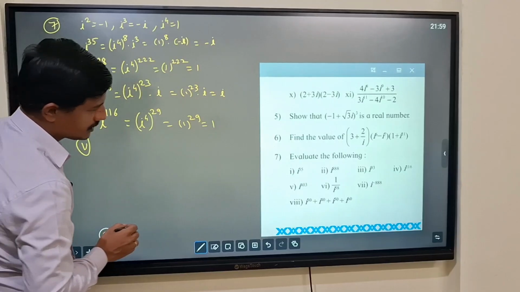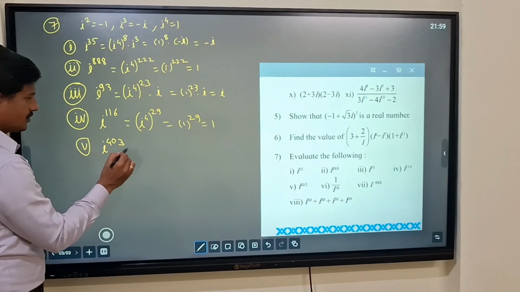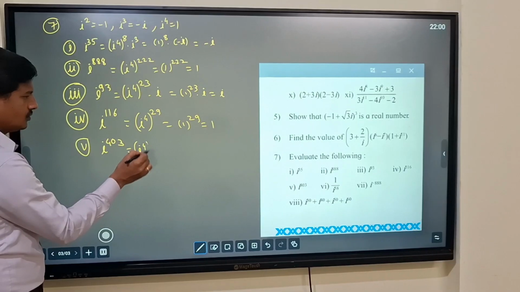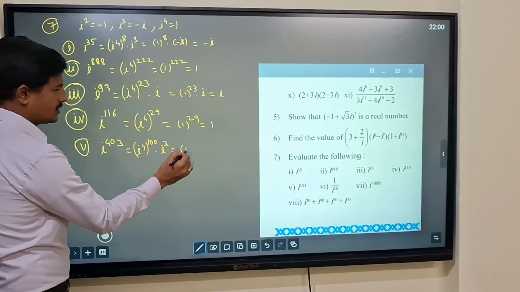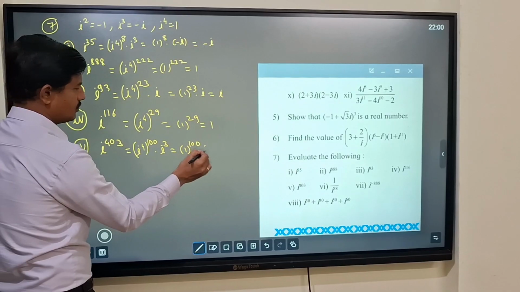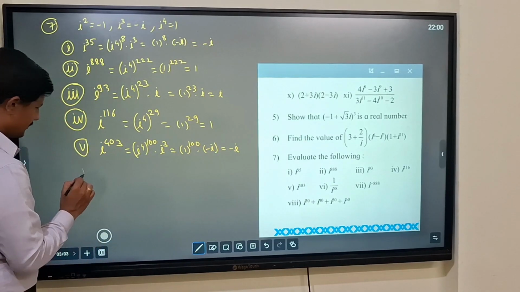Now fifth, i raised to 403. Okay, this becomes i raised to 4 raised to 100 into i cubed. So this becomes 1 raised to 100. i cubed is minus i. So the answer is minus i.